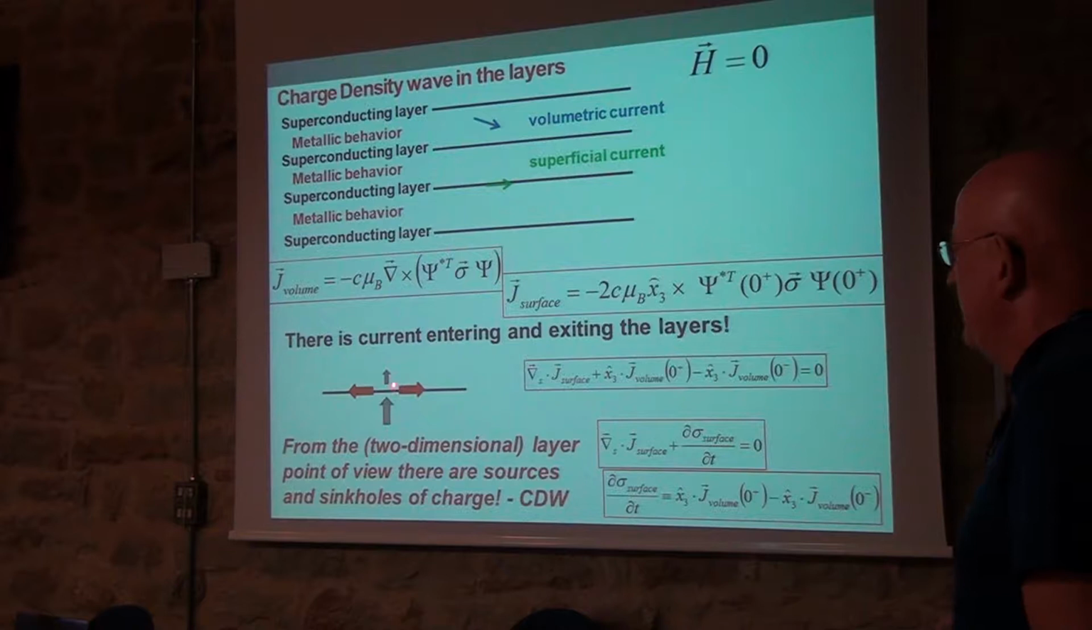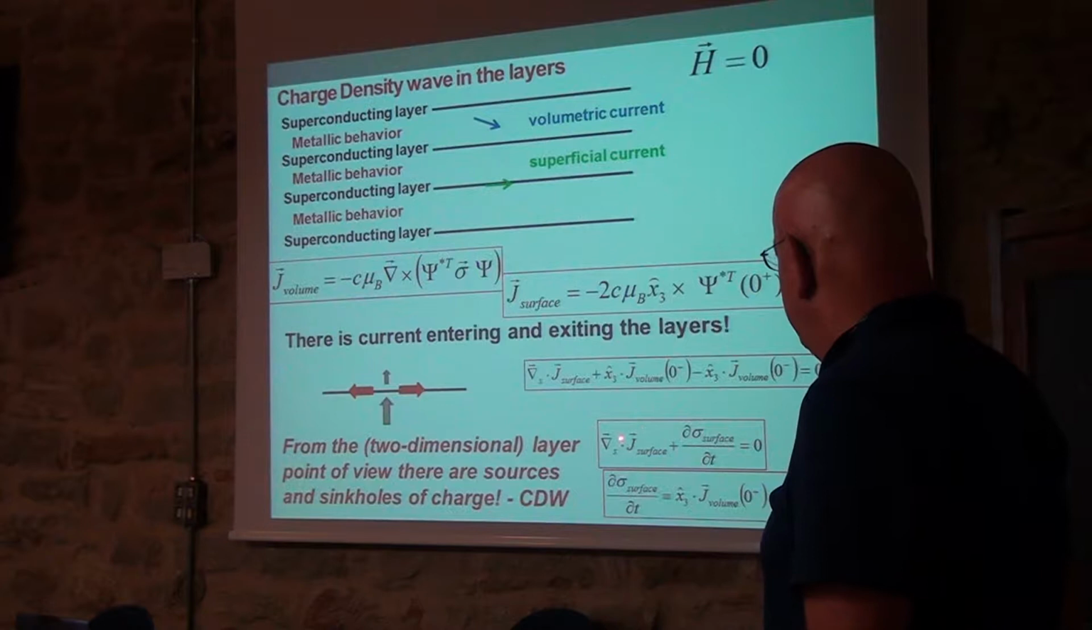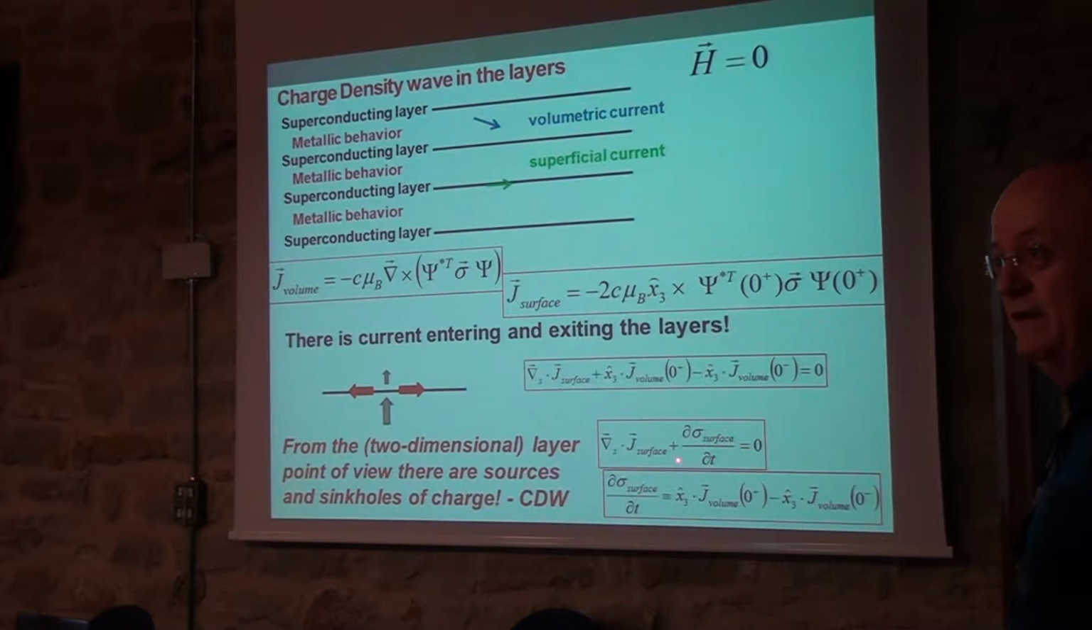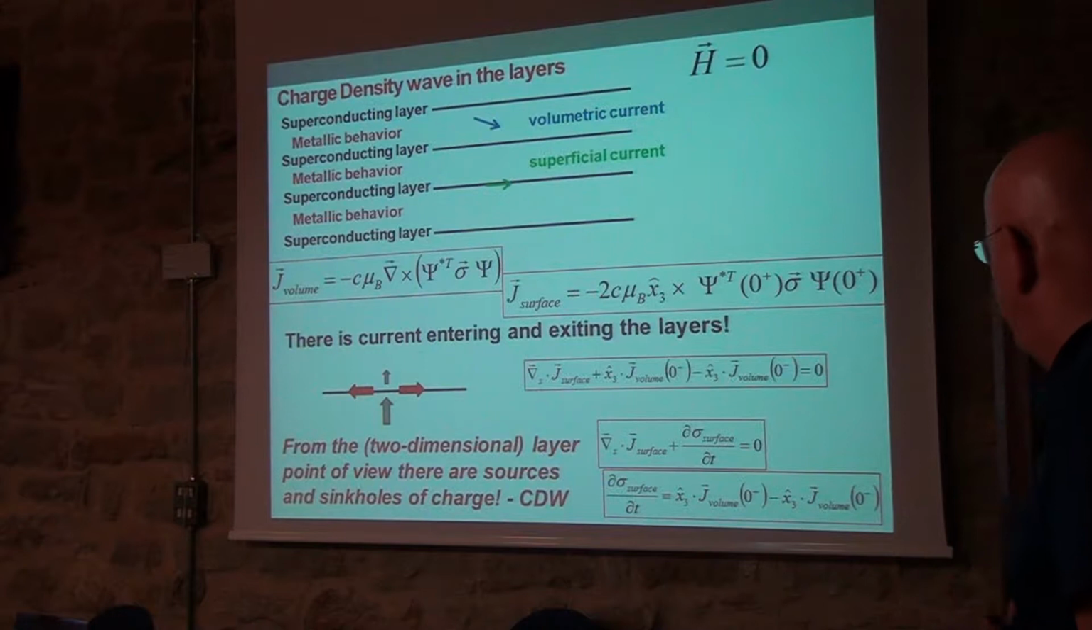So it means that in this solution, I have current entering the layers, circulating through the layers and exiting the layers. So I have some points that I could interpret as being a charge rate, though this is a static problem, non-zero charge rates in some points of the layer that are associated to this. This is what I talk about, having points of positive charge and negative charges in the layers that work like a charge density wave.